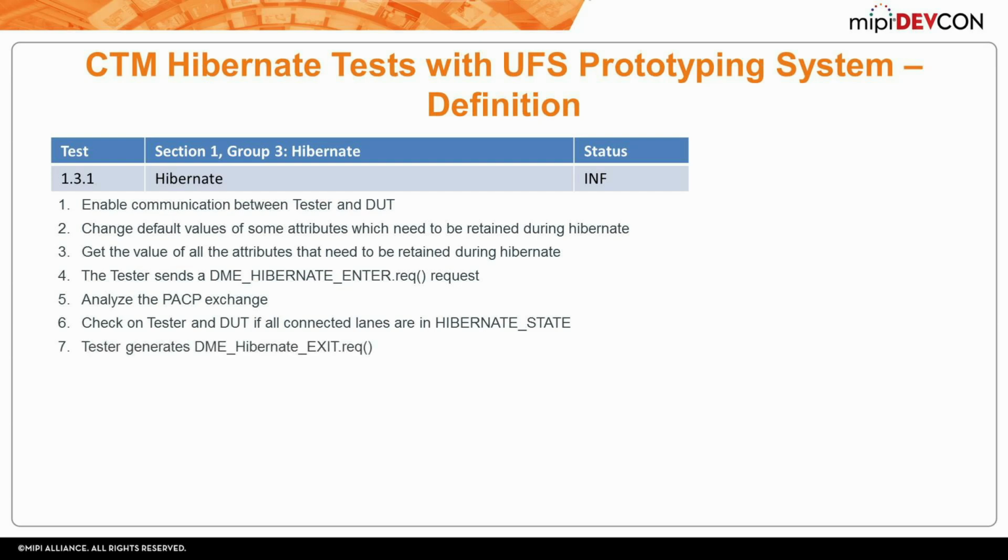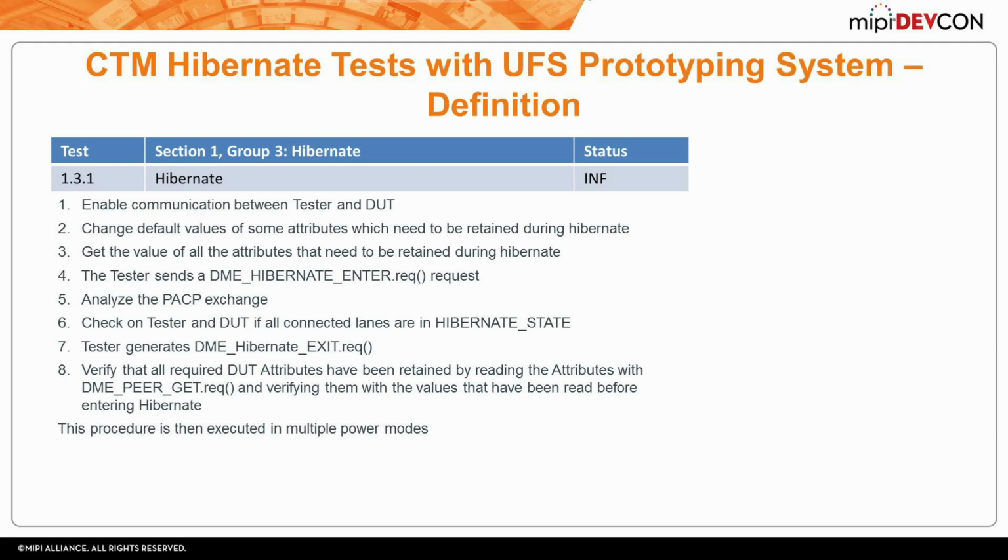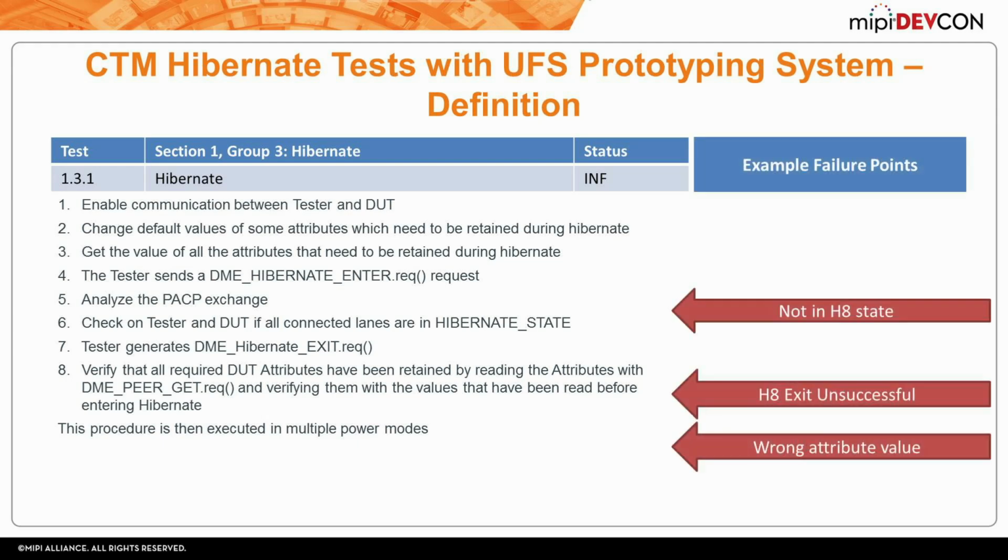Then you request a hibernation exit, and at the end you check the values, the attributes, to check if the values that you have at this point match the values that you had at this point. And then you do this procedure in multiple power modes. I have resumed here the procedure for you. So the test itself can fail because you are not able to go into hibernate state, because you are not able to exit hibernate state, or because the values don't correspond to the values in step 3.